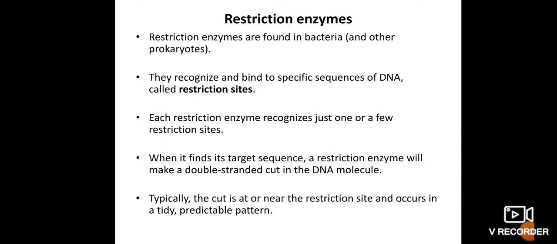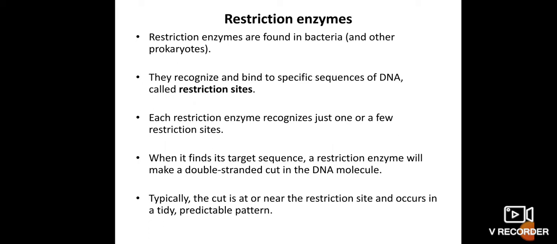Restriction enzymes are found in bacteria and other prokaryotes. They recognize and bind to specific sequences of DNA called restriction sites. So there will be some length of DNA which the restriction enzyme will recognize, and that length of DNA is called the restriction site. The restriction enzyme goes and binds to that restriction site. Each restriction enzyme recognizes just one or a few restriction sites.